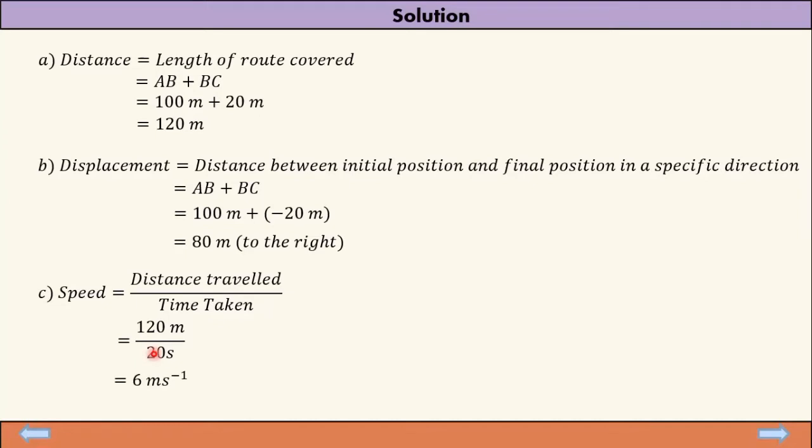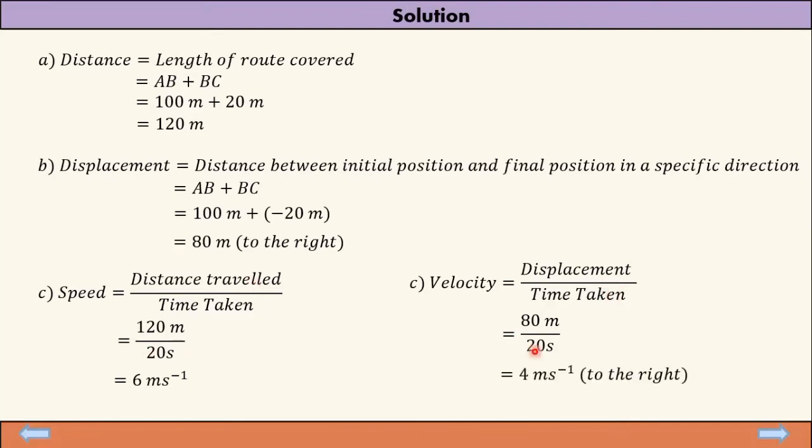Okay. So next, for velocity, we use displacement, not the distance. The displacement is 80 meter and the time taken is 20 seconds. So we will get the velocity 4 meter per second. Okay. So do you have any question?